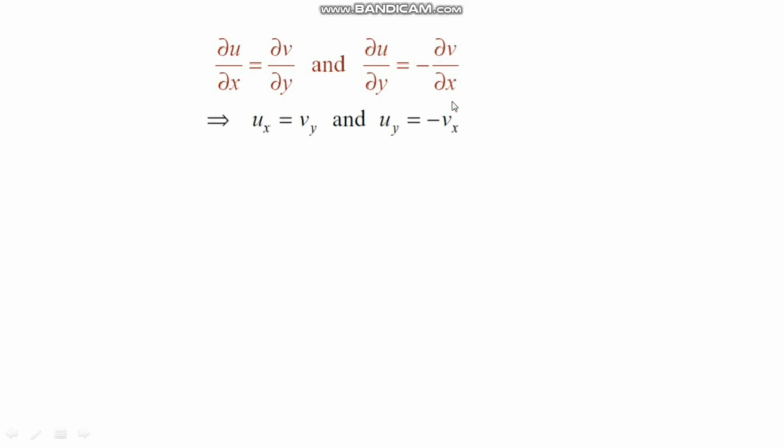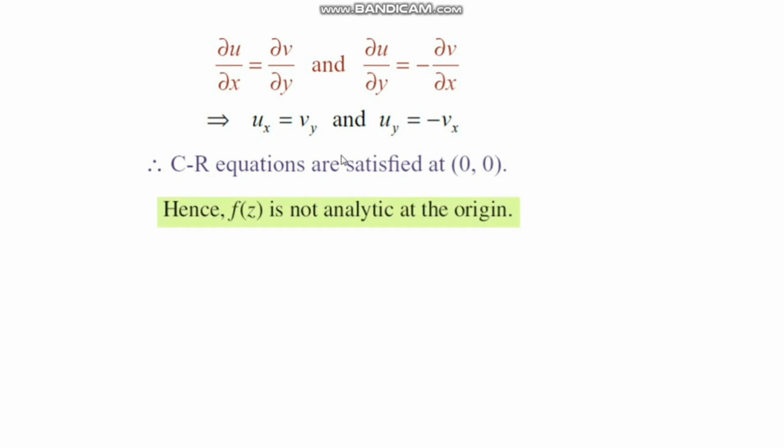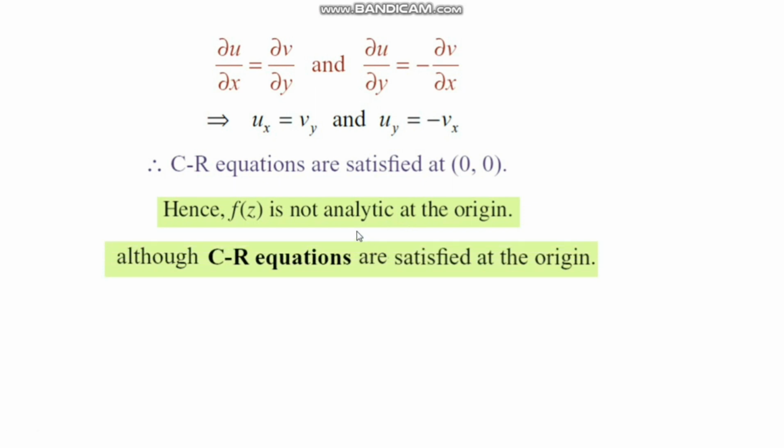Cauchy-Riemann conditions: dou u by dou x equals dou v by dou y, and dou u by dou y equals negative dou v by dou x. Here, this implies that ux equal to vy, uy equal to negative vx. Cauchy-Riemann conditions are satisfied at the origin. Hence, f of z is not analytic at the origin, but Cauchy-Riemann conditions are satisfied at the origin.